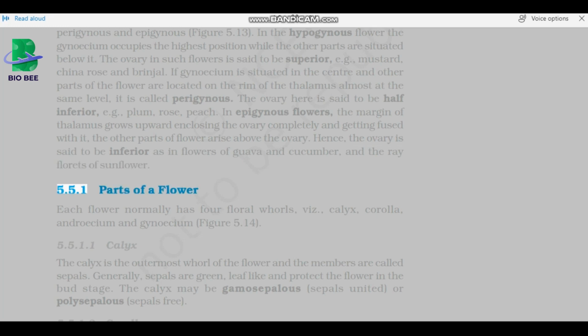Parts of a flower. Each flower normally has 4 floral whorls, viz. calyx, corolla, androecium and gynoecium, figure 5.14. Calyx. The calyx is the outermost whorl of the flower, and the members are called sepals. Generally, sepals are green, leaf-like, and protect the flower in the bud stage. The calyx may be gamosepalous, sepals united, or polysepalous, sepals free.